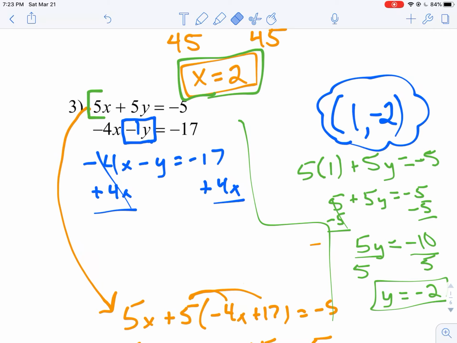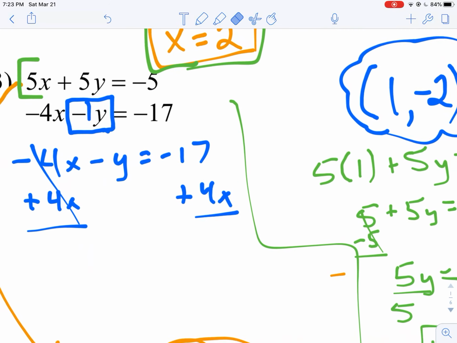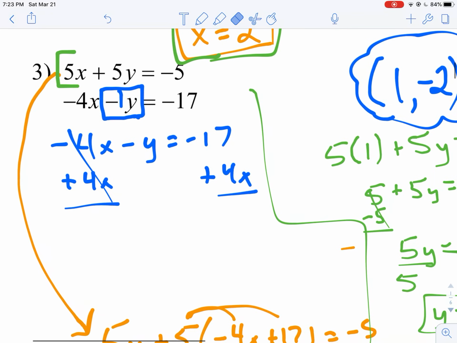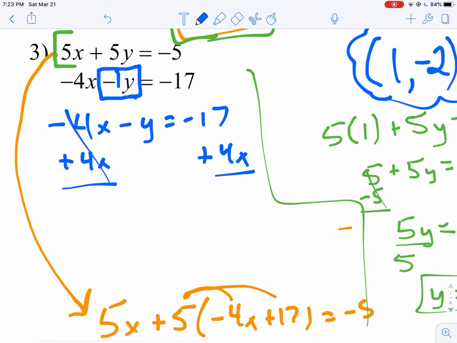This was the first one where I found a coefficient. If you look at my blue box here, the coefficient was negative 1, okay? And the only difference here is, I'm going to solve still for y, so I added 4x to both sides. That cancels, so I'm left with a negative y equals a positive 4x and a negative 17, okay?